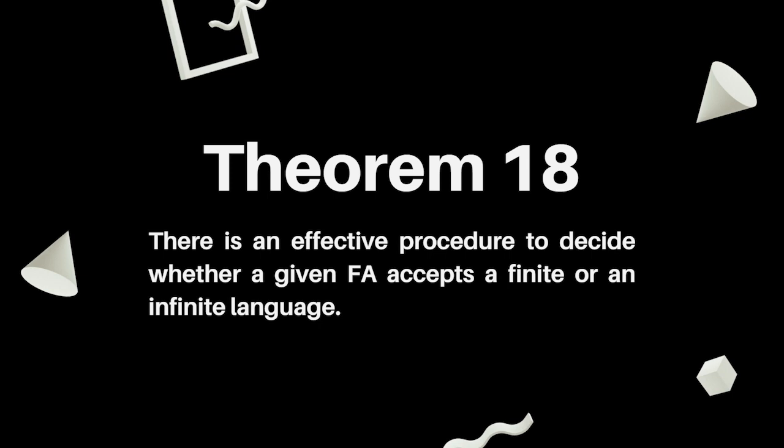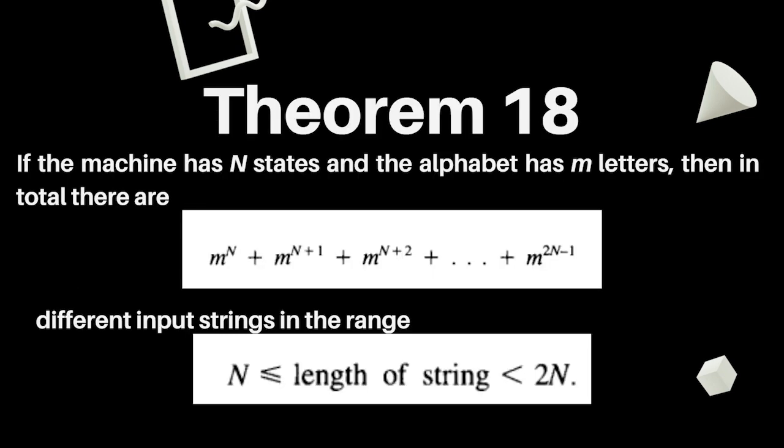Theorem 18 states that there is an effective procedure to decide whether a given FA accepts a finite or an infinite language. A proof for this is that if the machine has n states and the alphabet has m letters, then in total there are different input strings in the range given by this one. And then we can test them all by running them on the machine. If any are accepted, the language is infinite. If none are accepted, then the language is finite.